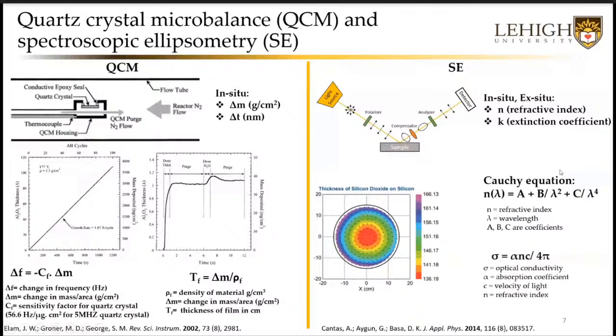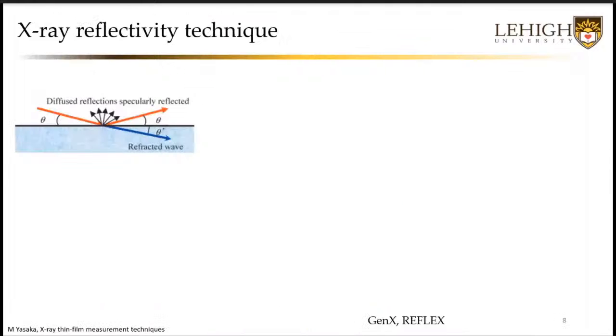And one more benefit of this is you can get optical conductivity and optical resistivity, which could be useful for semiconductors and nitride semiconductors by changing the deposition parameters. So without doing any electrical measurements, you can directly get the optical resistivity and conductivity by using this technique. So one more majorly used technique is X-ray reflectivity.